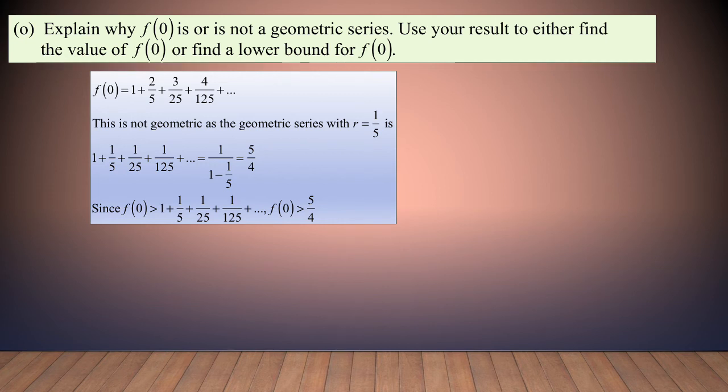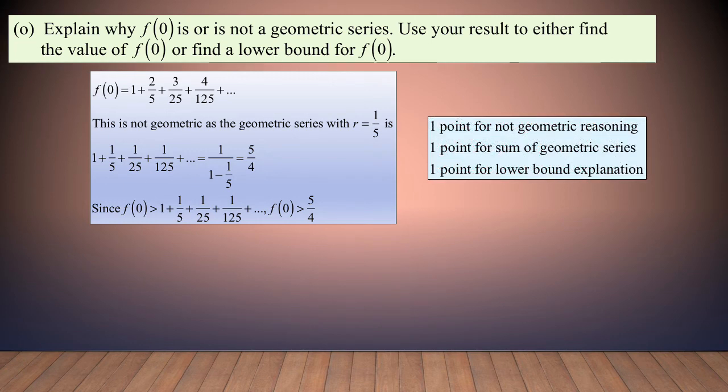Looking at f of 0, we know that f of 0 is greater than 1 plus 1/5 plus 1/25 plus 1 over 125 plus dot dot dot. So therefore f of 0 has to be greater than 5/4. 3 points for this problem, 1 point for the not geometric reasoning, 1 point for finding the sum of the geometric series, and then 1 point for explaining the lower bound.